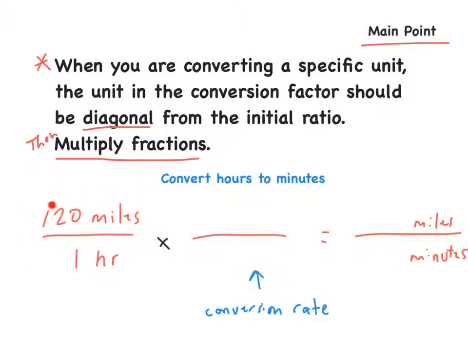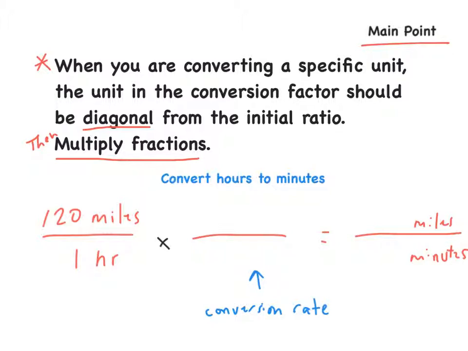I am currently going 120 miles per hour. I'm driving way over the speed limit. Driving 120 miles per 1 hour. This ratio shows 120 miles per hour. I want to convert it to miles per minute. I want to convert it to minutes. So, we see down here, this is the conversion rate. I want to know how many minutes are in 1 hour.